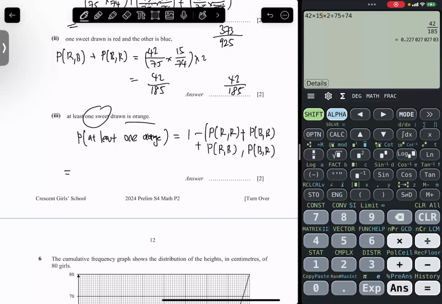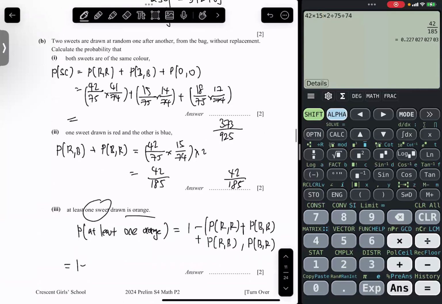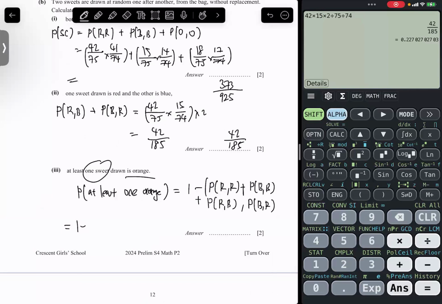Okay, so that will be equal to 1 minus 373 over 925 minus 42 over 185 plus, okay, 18 over 75 times 17 over 75, okay, equals to 1 minus 373 over 925 minus 42 over 185 plus 18 over 75 times 17 over 74. Okay, so 393 over 925.